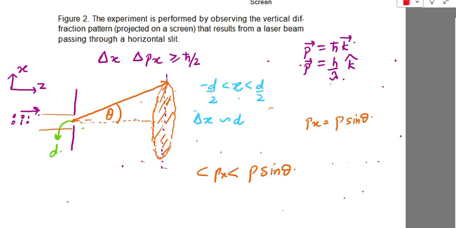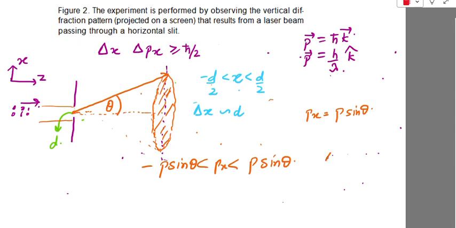And similarly, the minimum value will be in the other direction, corresponding to minus theta angle. So the minimum will be minus p sine theta, right? So the uncertainty in the x component is the difference of maximum and minimum values, which is of the order of 2p sine theta.